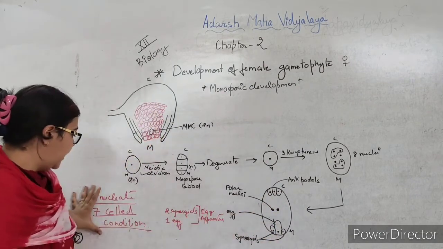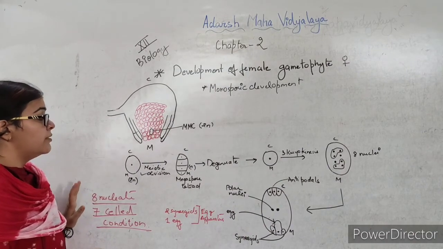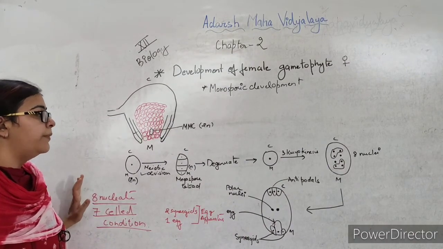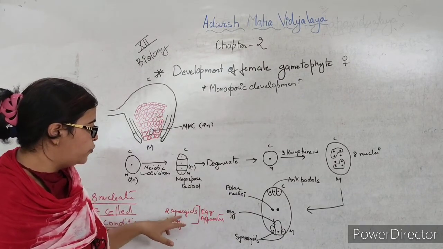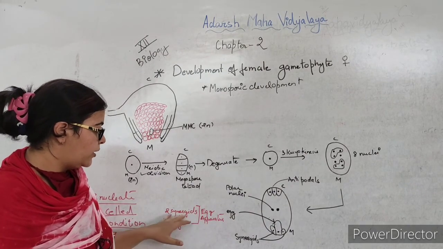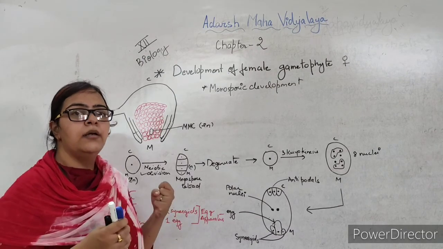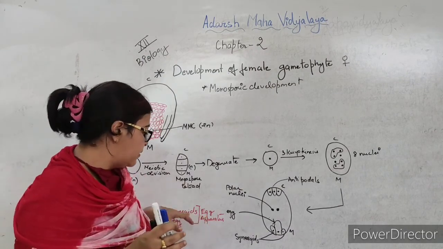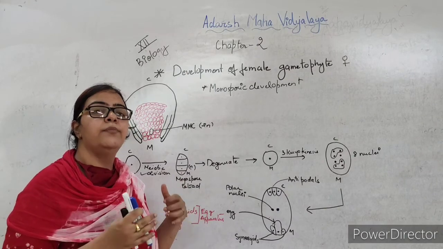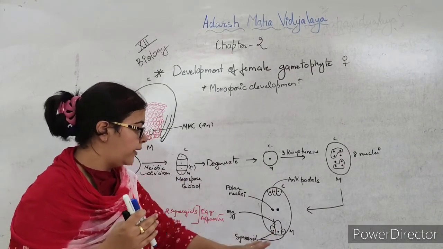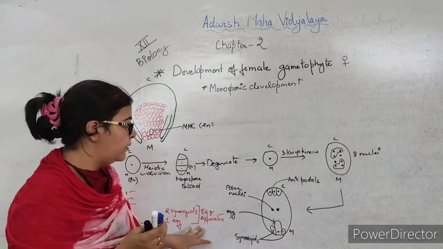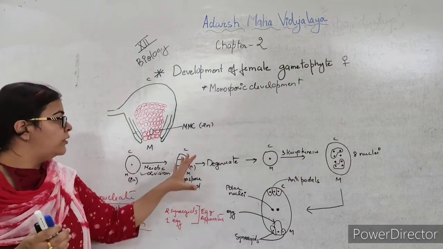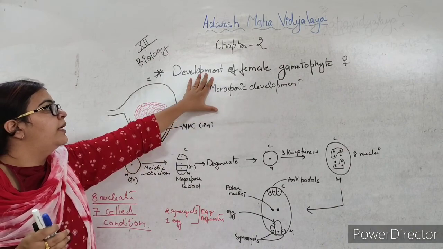So we say that in the female gametophyte 7 cells are present: 1, 2, 3, 4, 5, 6 and 1, the central cell, with 2 polar nuclei, making 8 nuclei. So 8 nucleate 7 celled condition is persistent in angiospermic plants, and the egg apparatus consists of 2 synergids and 1 egg. These synergids will help in guiding the pollen tube towards the micropylar end. They have the filiform apparatus which helps in this process. So this is the whole development of the female gametophyte.